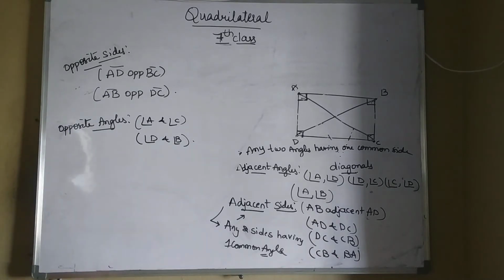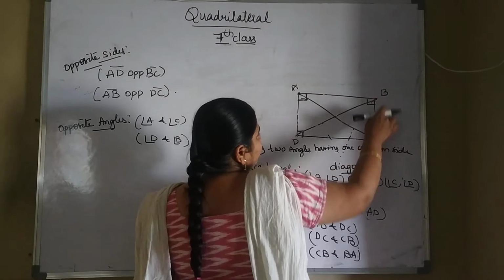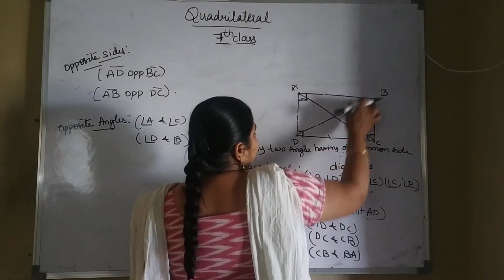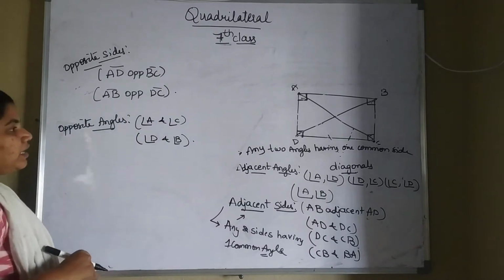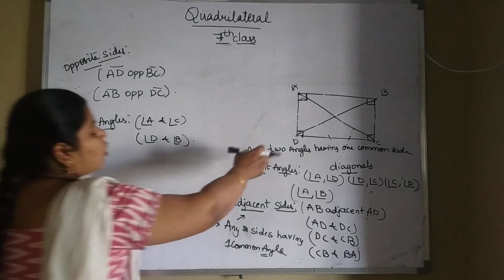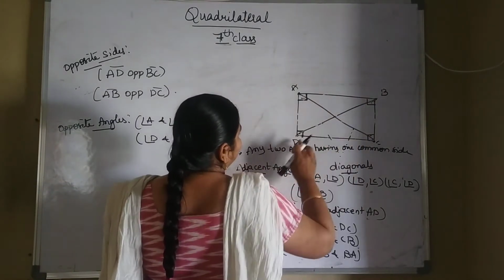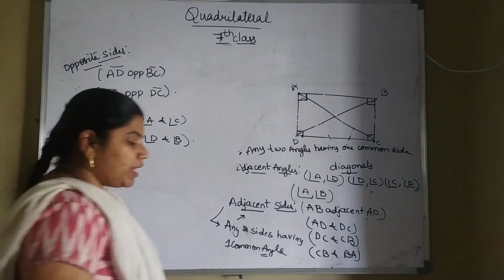Next is opposite sides. What are opposite sides here? AD is opposite to BC as well as AB is opposite to DC. Next is opposite angles. So what do you mean by opposite angles? Angle A and angle C are opposite angles. Angle B and angle D are opposite to each other. They are called opposite angles.